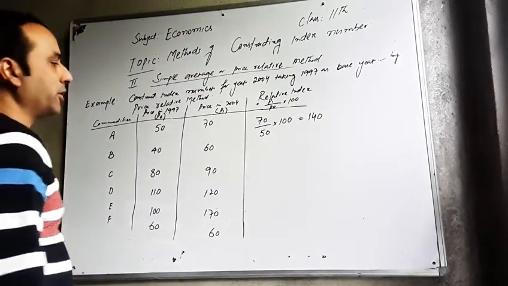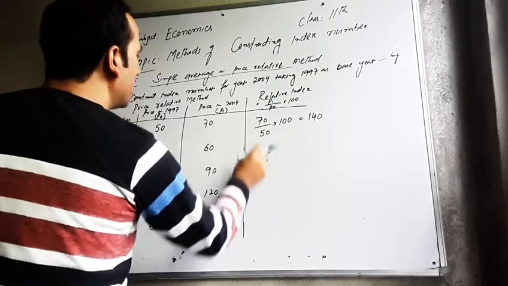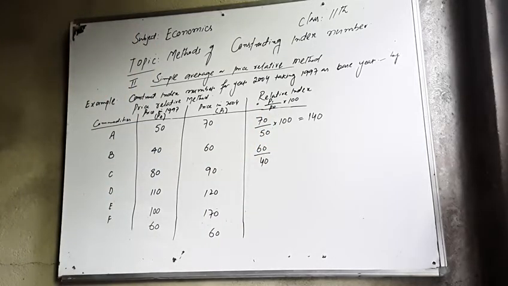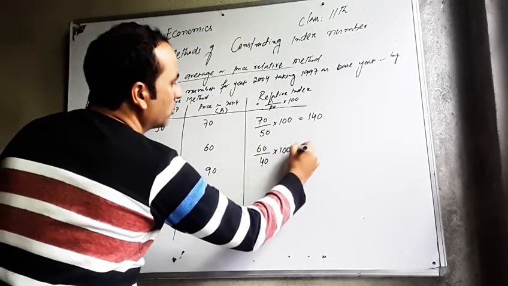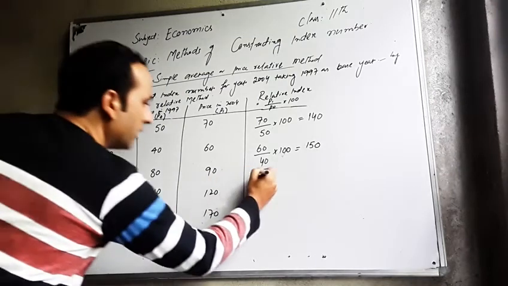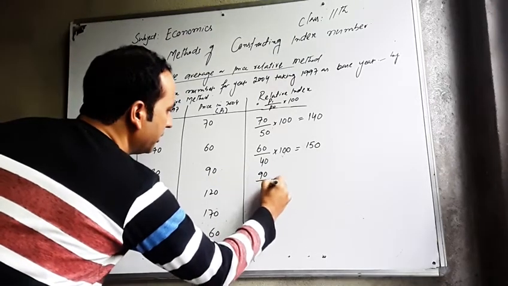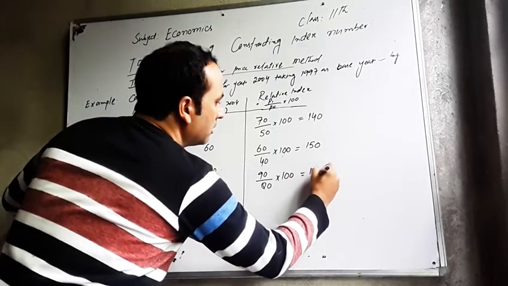So this is 140. Next is 60 divided by 40. Price in current year divided by price in base year multiplied by 100. So if we multiply it with 100, this comes equal to 150. And next is 90 divided by 80 into 100, which comes equal to 112.5.